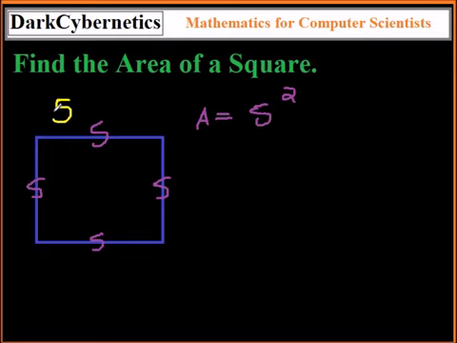right? We have 5 here, and A would be equal to 5 squared, which is, okay, so 5 times 5 is what? 25.